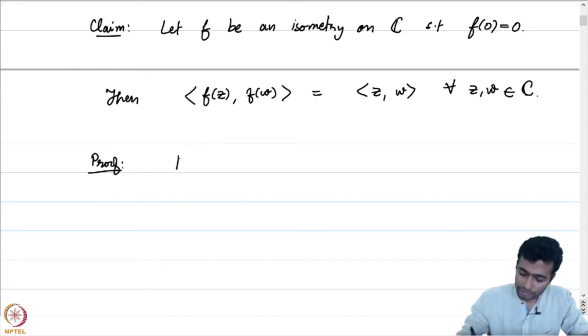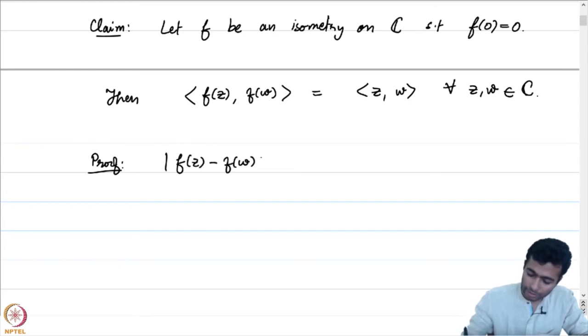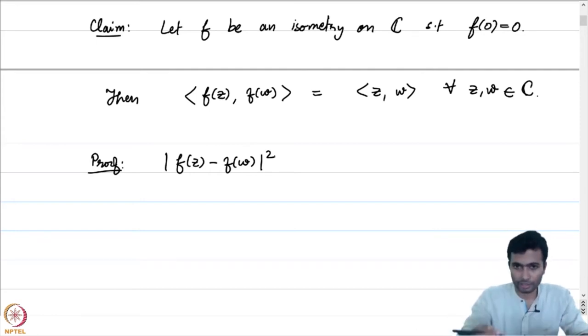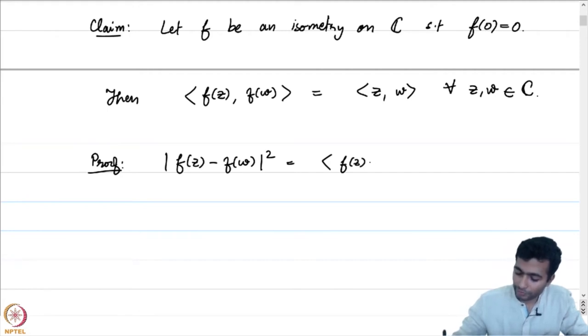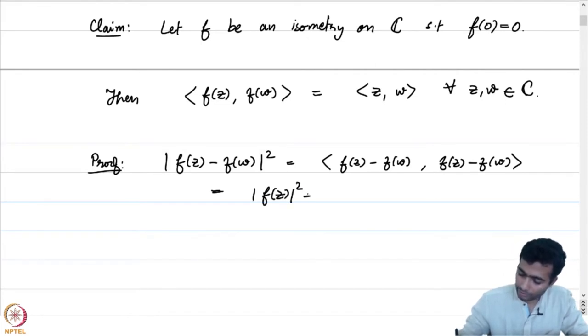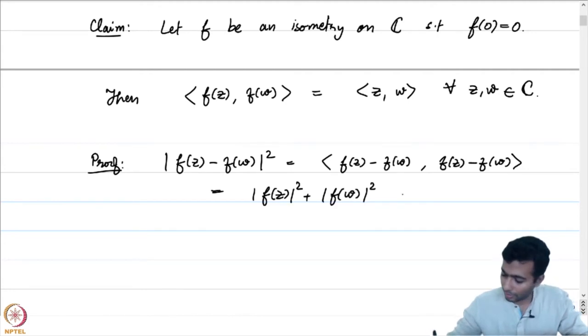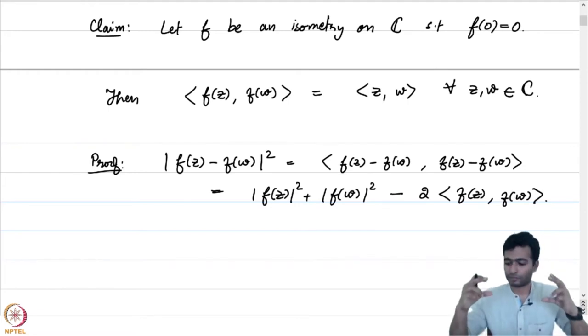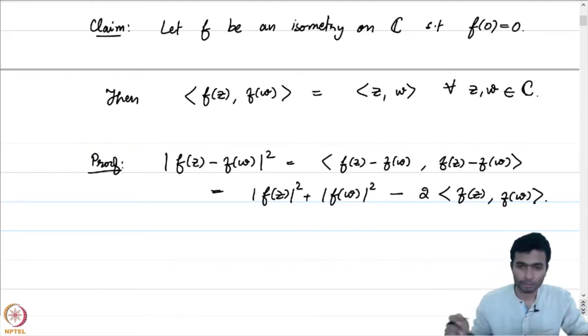The key thing to note here is that if you look at the absolute value of f of z minus f of w, the whole square, this is actually a statement which is true in a general inner product space. That's why a norm would have worked in an inner product space rather than just focusing on the complex plane. But nevertheless, this is basically the inner product of f of z minus f of w with itself. I will just immediately write it as the absolute value of f of z squared plus the absolute value of f of w squared minus 2 times the inner product of f of z and f of w. Recall that this is a real inner product space, and therefore the inner product of f of z and f of w is the same as the inner product of f of w and f of z. That is where the minus 2 has come up.